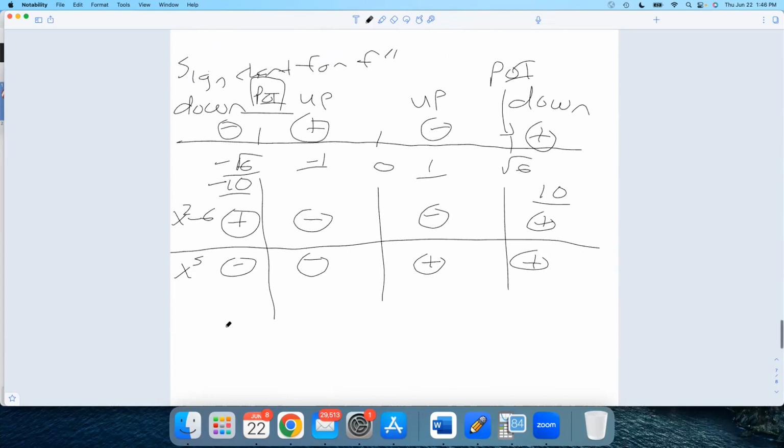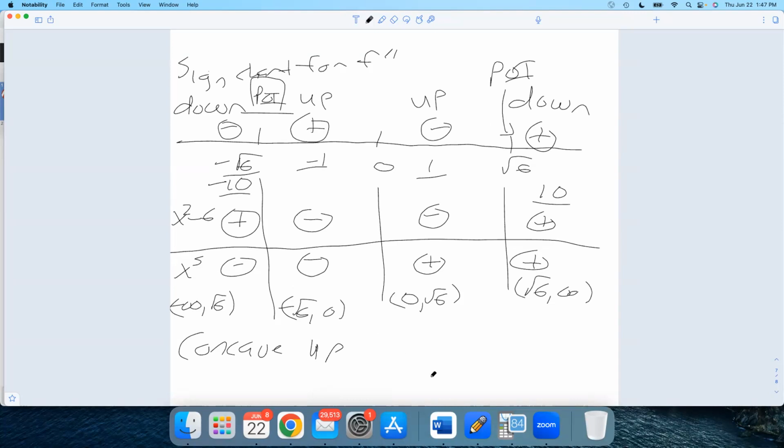Okay, so let's write down what we have right now. We're concave up. I'll write that one first. On these 2 regions in here, that was negative root 6 up to 0. I'll write all these out. This was negative infinity to root 6. This was 0 to root 6, that region. And this was root 6 to infinity. So where were we up? Negative root 6 to 0, union, positive root 6 to infinity.